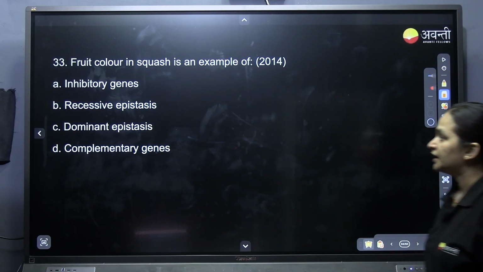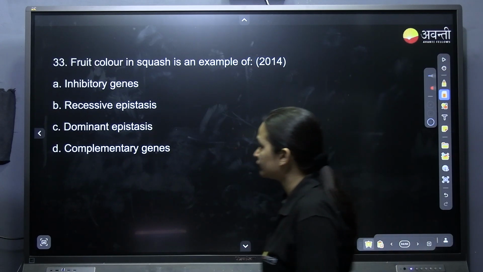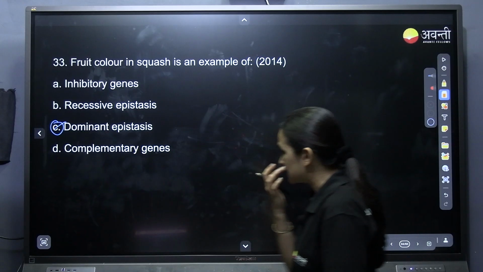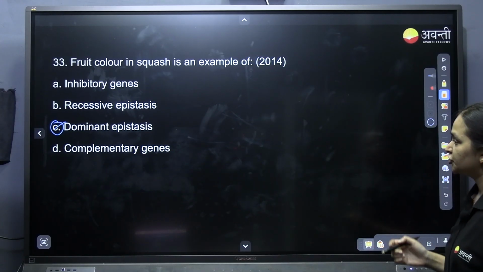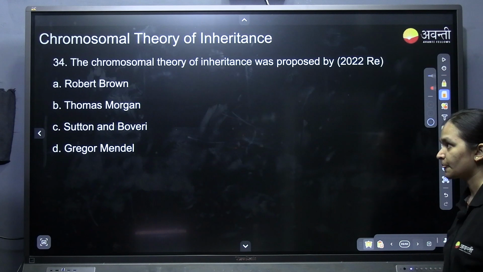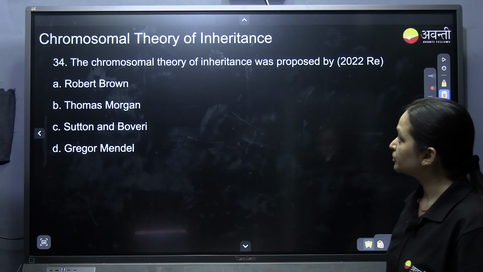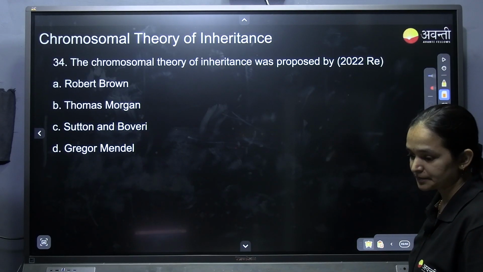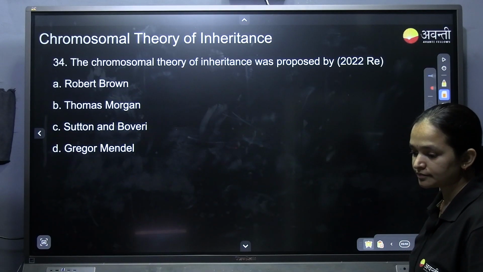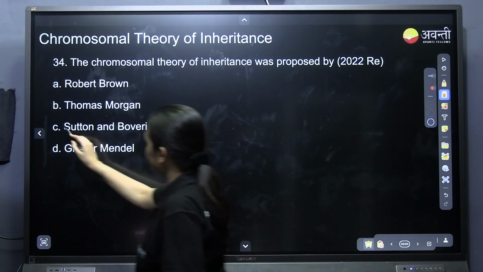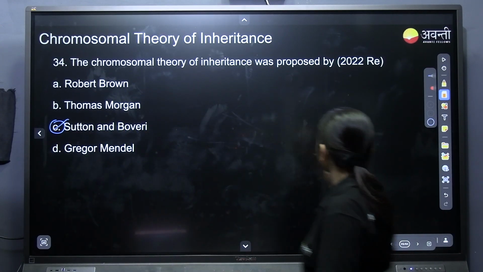Fruit color in squash is an example of dominant epistasis. This is a gene interaction question. Now it is not in the syllabus. Now coming to the chromosome theory of inheritance. The chromosomal theory of inheritance was proposed by who? Sutton and Boveri. Correct answer.